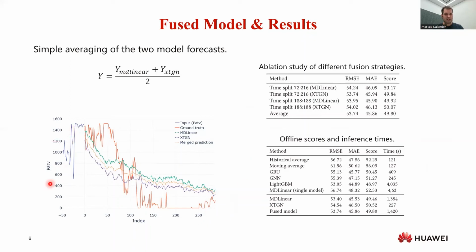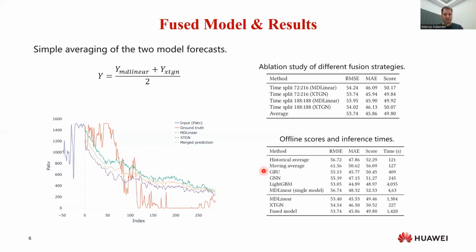And the figure here shows a typical 288 length prediction for a single wind turbine. And as you can see, the forecasts of the two models in green and purple here are actually quite similar to each other. But the fused model in orange is the one that proved to be most robust in the end.